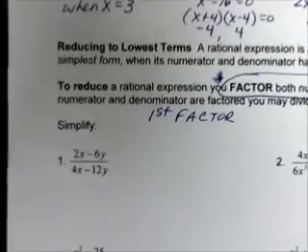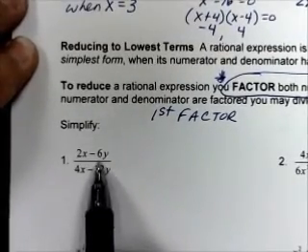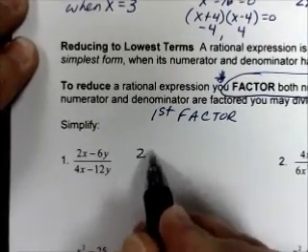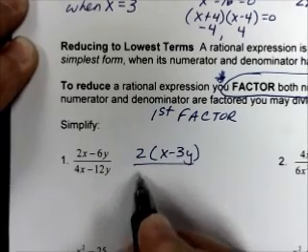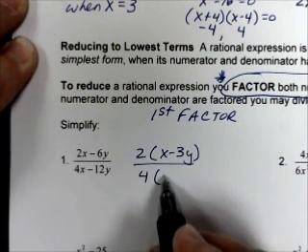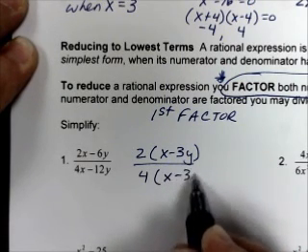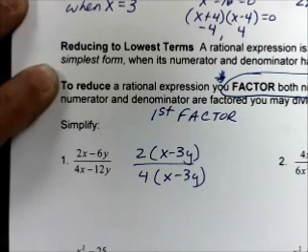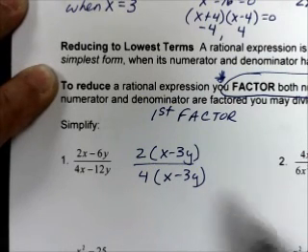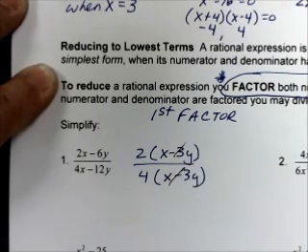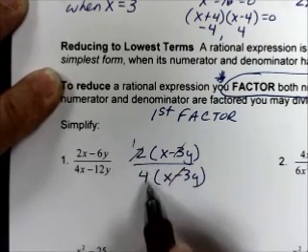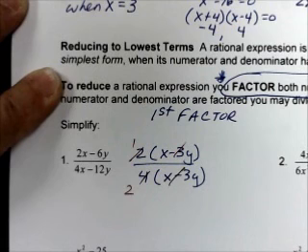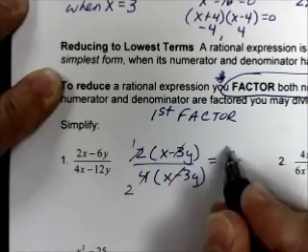So number 1, to simplify, there's a GCF in the numerator. Factor out the 2. x minus 3y is the other factor. GCF in the denominator of 4. x minus 3y is the other factor. Now these x minus 3y's are common to both numerator and denominator, so they divide out. And the 2 and the 4 reduce. 2 and the 2 once, 2 and the 4 twice. So our simplified answer is 1/2.